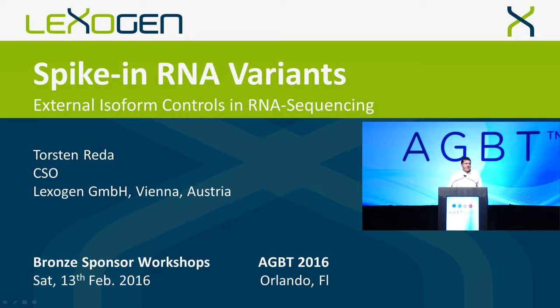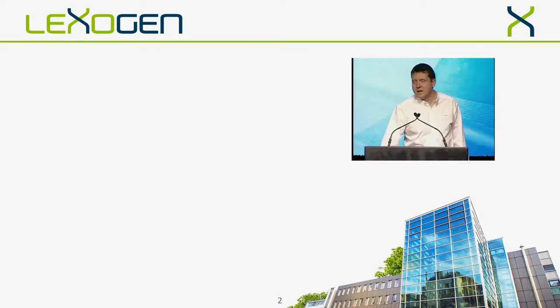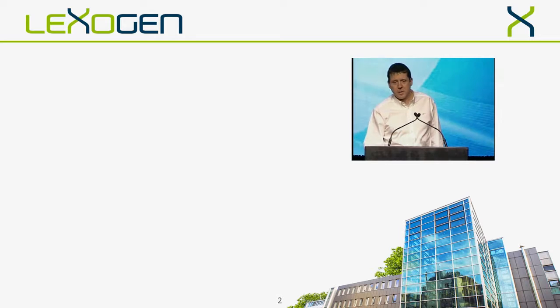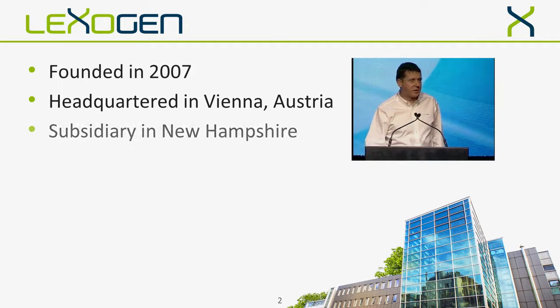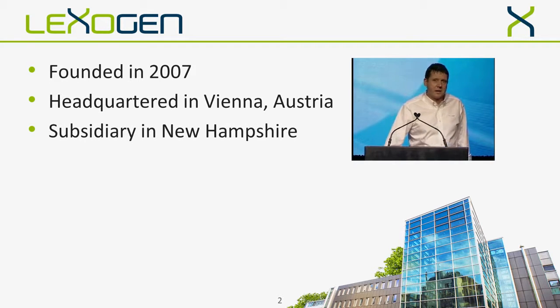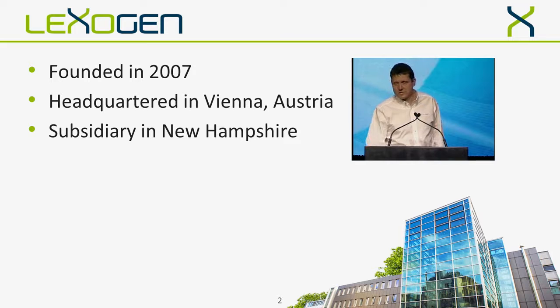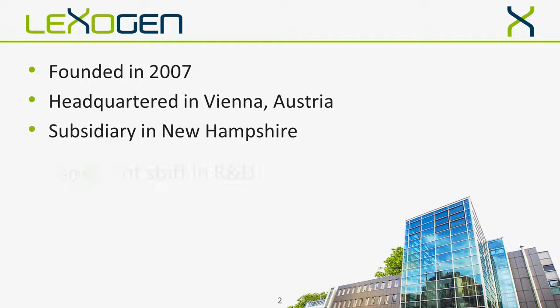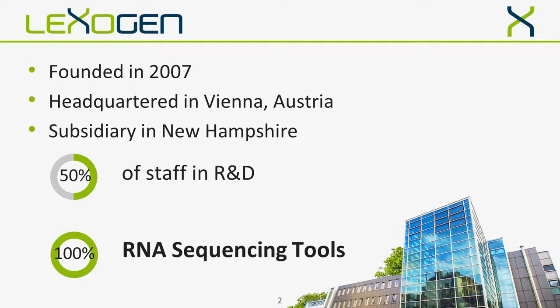Good day, everyone. My name is Thorsten Redder. I'm the CSO from Lexogen. The company was founded in 2007. Our base is in Vienna, Austria. Since 2014, we have a subsidiary also here in the United States. 50% of our staff is working in research and development. The entire team is dedicated to RNA.